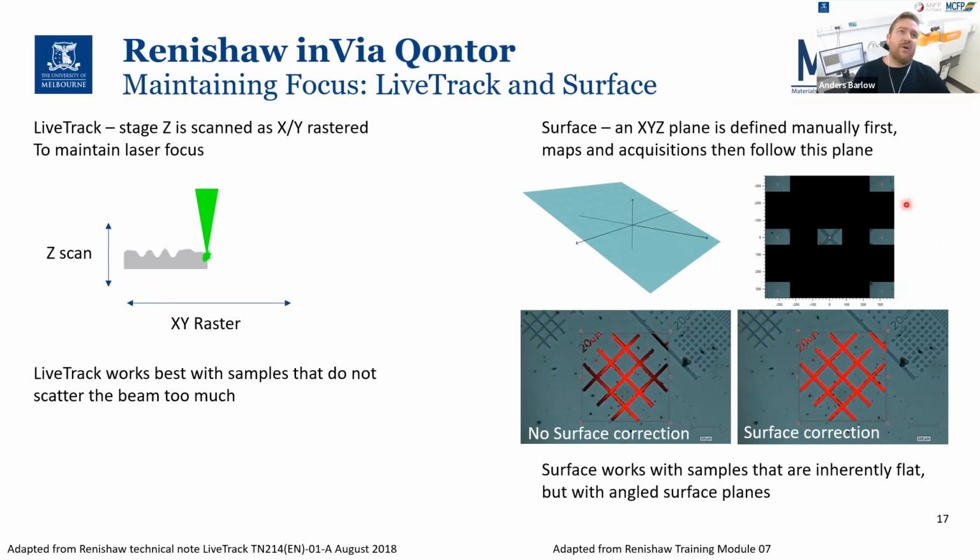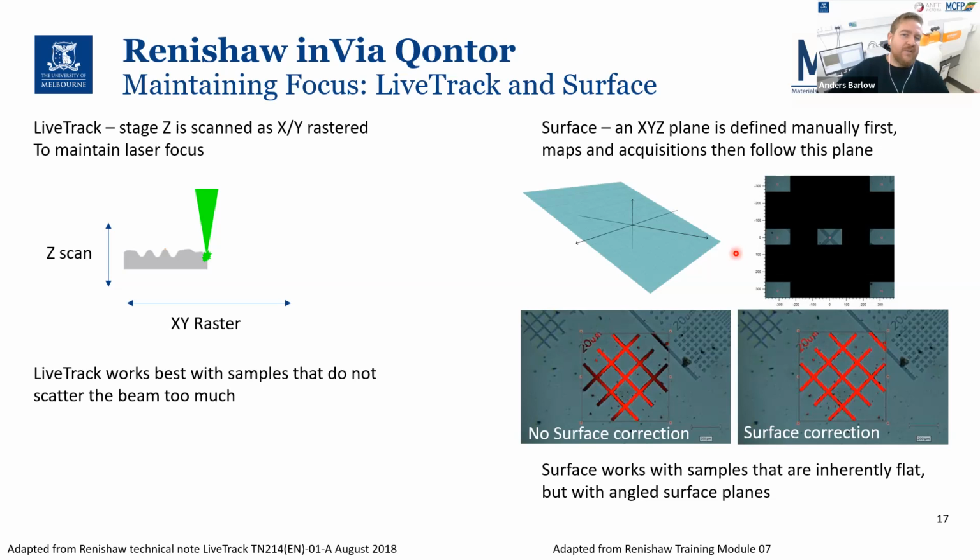So here on this particular sample, and this is coming from the Renishaw training module in the software, you can go to these different positions on the sample and focus there and tell it to add that XY data point into the software. And in doing so, you define the outer borders of effectively an XYZ plane. Now, a limitation with the surface mode, of course, is that it effectively only works with samples that are inherently flat, but that are just tilted.